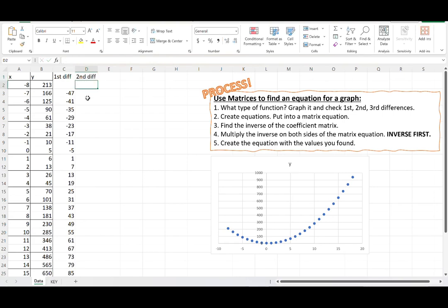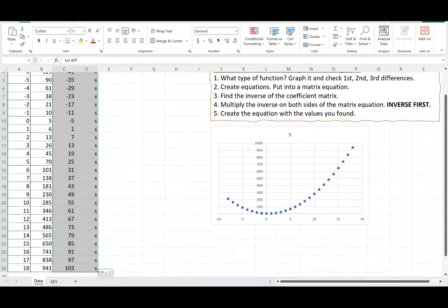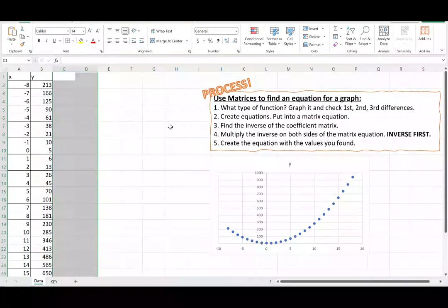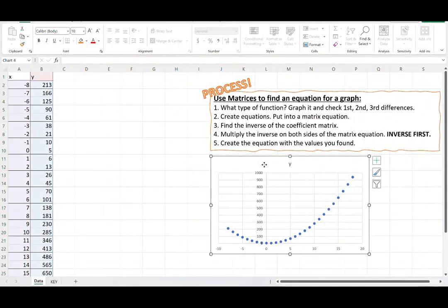Again, I can't start where there's only one data point, so I'm going to go down 2 and subtract the first differences. And I got 6. Ta-da! That is definitely quadratic because the second differences are constant. They are always 6. So we know we're going to have a quadratic. I'm just going to make myself some more room here. All right, we'll leave that graph over here.